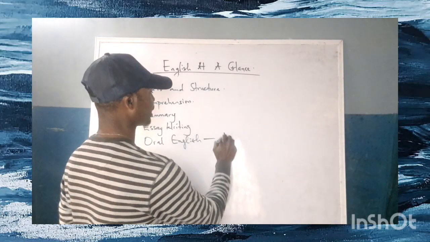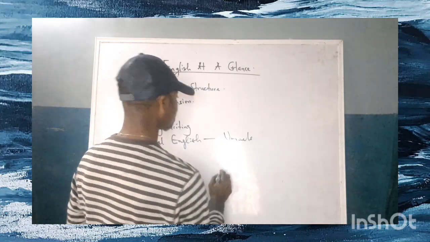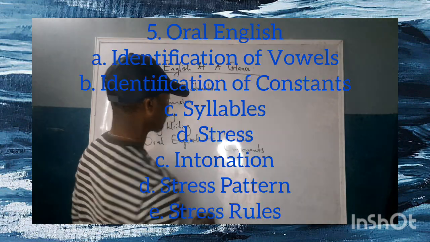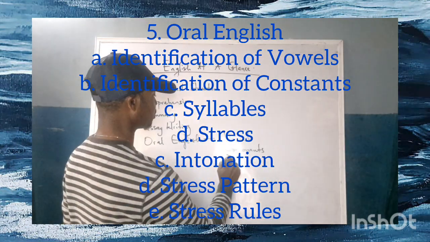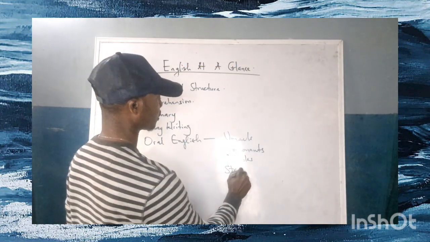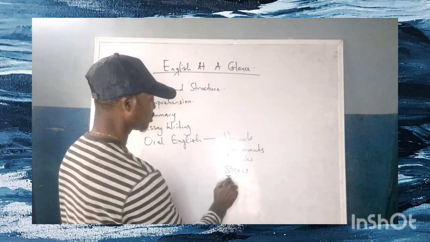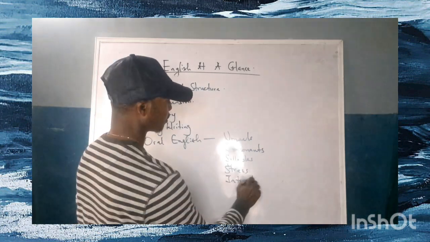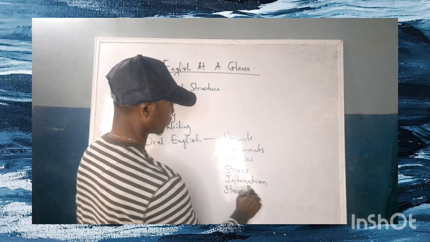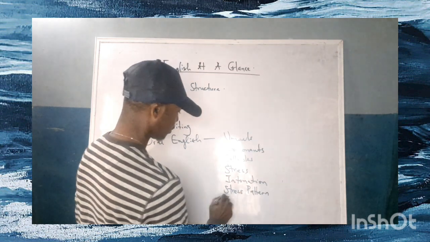We're going to be looking at identification of vowels, identification of consonants. We're going to be looking at what syllables are, what stress is, and from there, intonation, stress patterns, and stress rules.